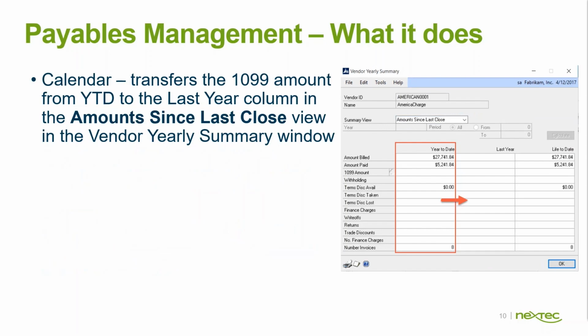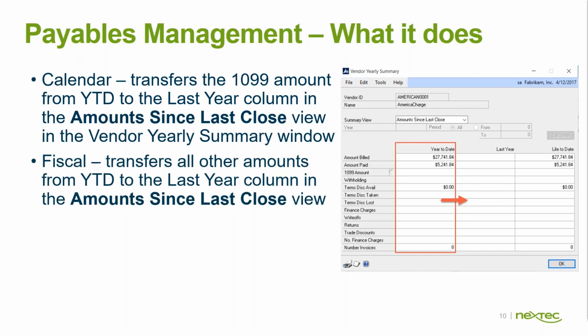What this does is on the calendar year close, it transfers the 1099 amount from the year-to-date to the last year-to-date column in the amount since last close view in the vendor summary window. Fiscal transfers all other amounts from the year-to-date to the last year-to-date column in this view.